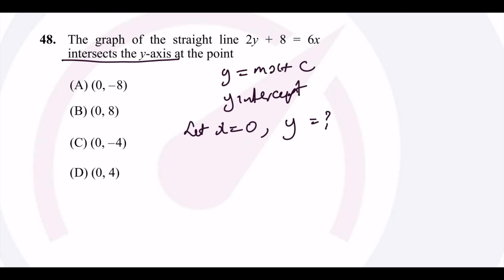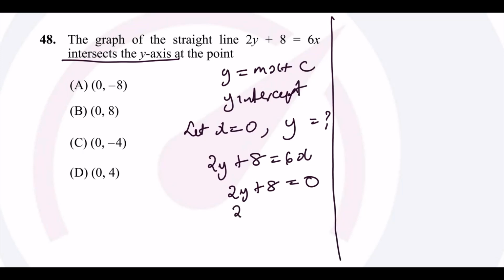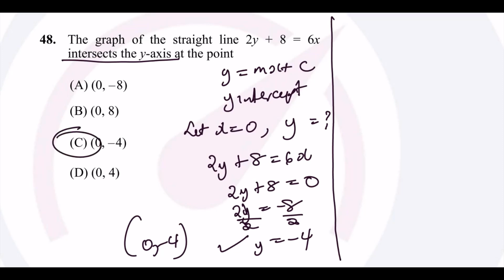So if I say let x be equal to 0, so we have 2y plus 8 is equal to 6x. And if we say let x be equal to 0, then 2y plus 8 is equal to 0, because we say let x be equal to 0. So hence we have 2y is equal to negative 8. So you divide both sides by 2. So y is equal to negative 4. That's one way. So you know that the y-intercept is going to be 0, negative 4. Now we know the answer is C.